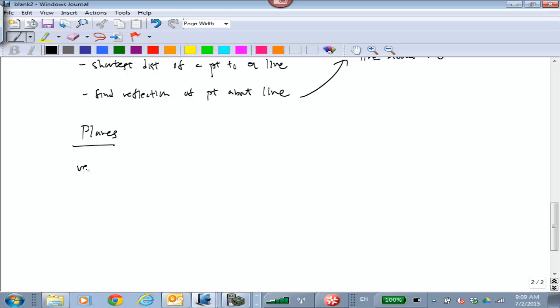Then for planes, right, there's a vector equation. The vector equation is r equals a plus lambda d1 plus beta d2. Correct? A is what? A point on the plane. Right? d1, d2 is a vector that is parallel to the plane. Correct? Guys, you have to revise.